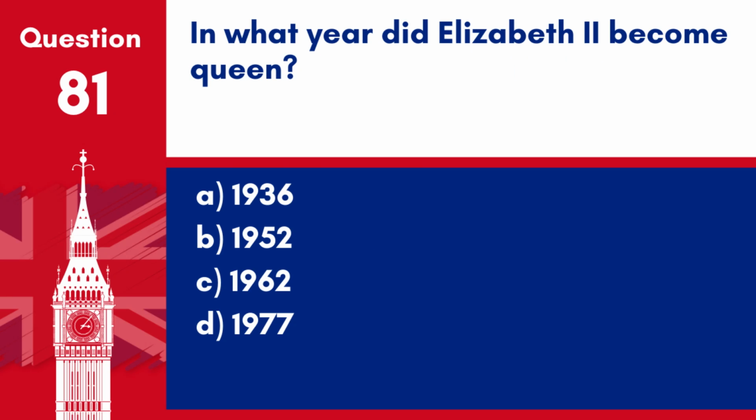Question 81. In what year did Elizabeth II become Queen? A. 1936. B. 1952. C. 1962. D. 1977. Answer: B. 1952. Elizabeth II became Queen in the year 1952.